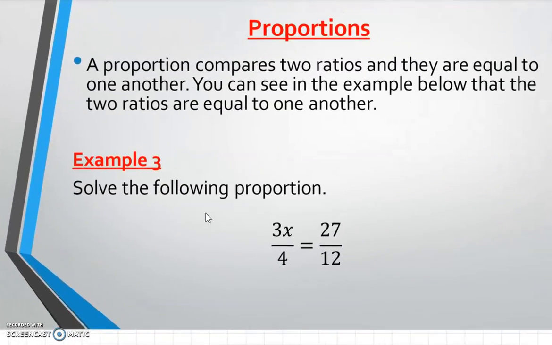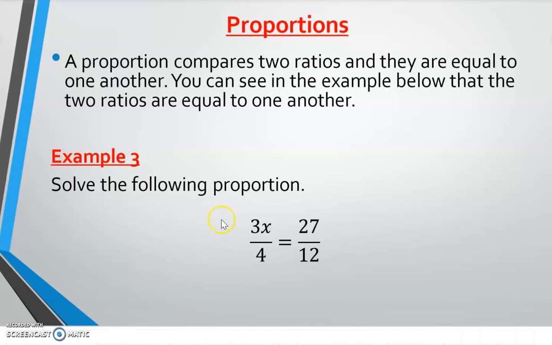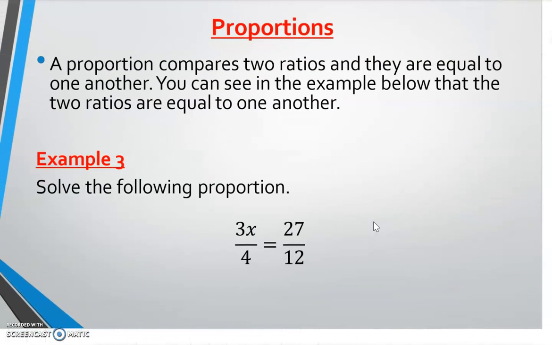Let's move on. Let's talk about a proportion and what a proportion is. A proportion compares two ratios and they are equal to one another. You can see in the example below that the two ratios are equal to one another. This is what we call a proportion. So we have a ratio here, 3 times some number x over 4 is equal to some other ratio, 27 over 12. Right? They are equal to one another. So we can solve this by cross multiplying, and here's why. I'll show you what I mean by cross multiplying.